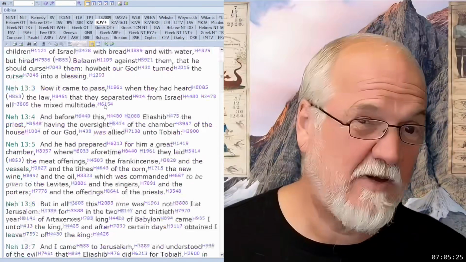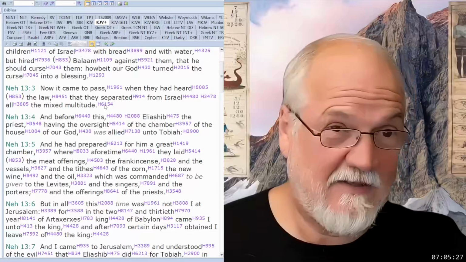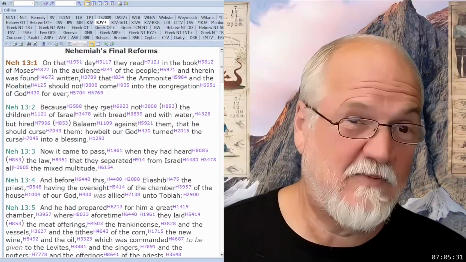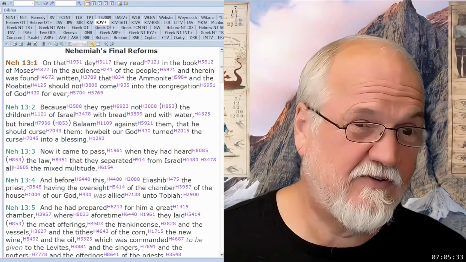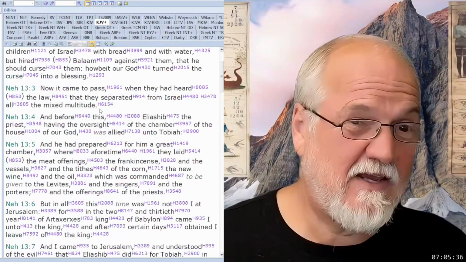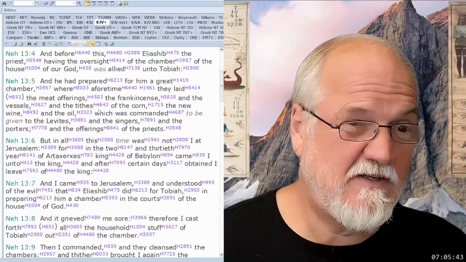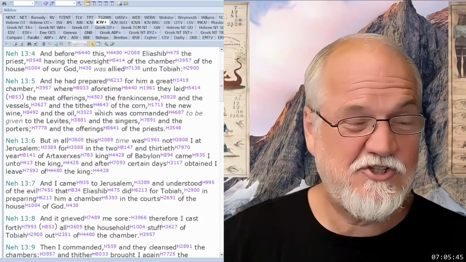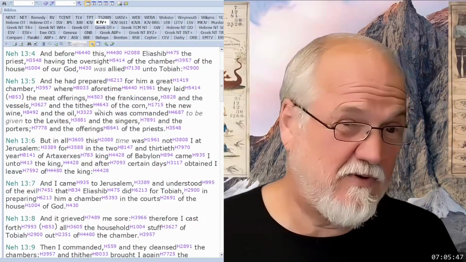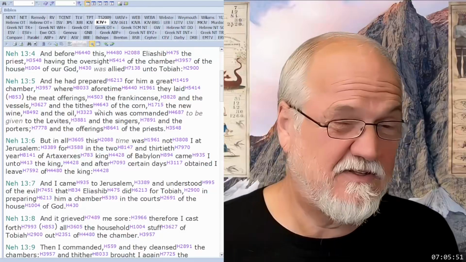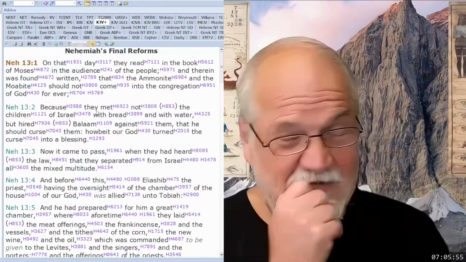And so he's going to talk about this, how they see that they shouldn't have an Ammonite or a Moabite come into the congregation of God forever. And yet we have this Ammonite, Tobiah. He's got the chamber, right? So he's in this chamber that's connected to the sanctuary. Does that make sense, Stephen?